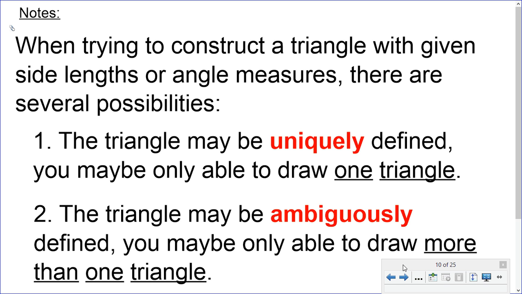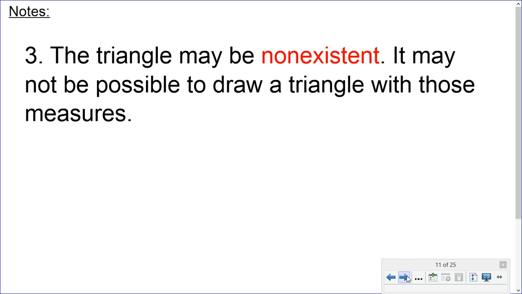2. The triangle may be ambiguously defined. You may be able to draw more than one triangle. So it's ambiguous. So you got a lot of triangles that you can make. So more than one. Third possibility, the triangle may be non-existent. So it may not be possible to draw a triangle with those measures.